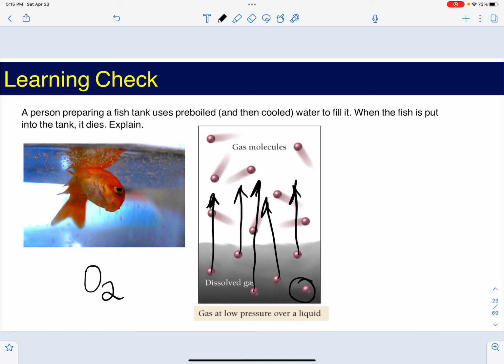So gases, because the gas inside the solution is still moving, when they move fast, they can escape. So the solubility of gases, contrary to the solids, decreases with high temperature. For the solids, the solubility increases. For the gases, the solubility decreases because it escapes, it leaves the solution.